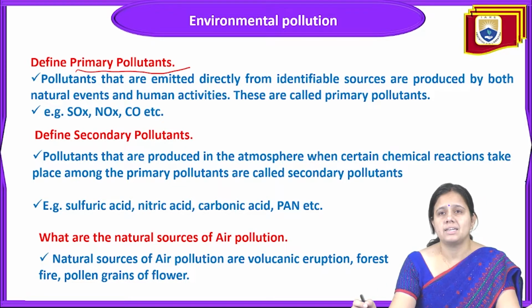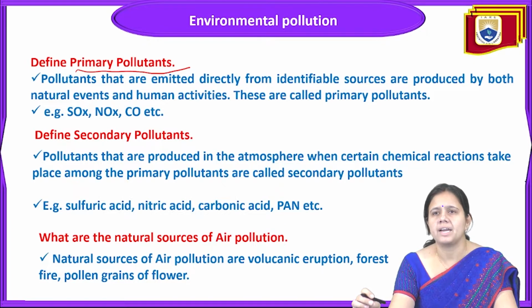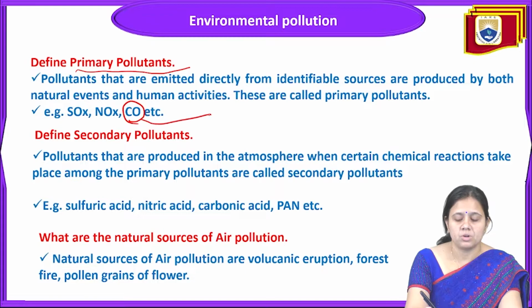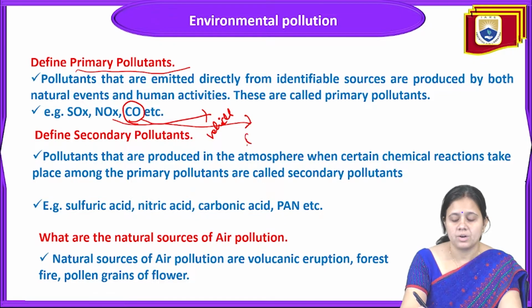Pollutants that are emitted directly from any identifiable source, produced by both natural events or by human activity, are called primary pollutants. That means they are emitted directly from an identifiable source, like carbon monoxide. As we know, carbon monoxide is coming from vehicles. SOx and NOx sometimes come from a factory or industry.